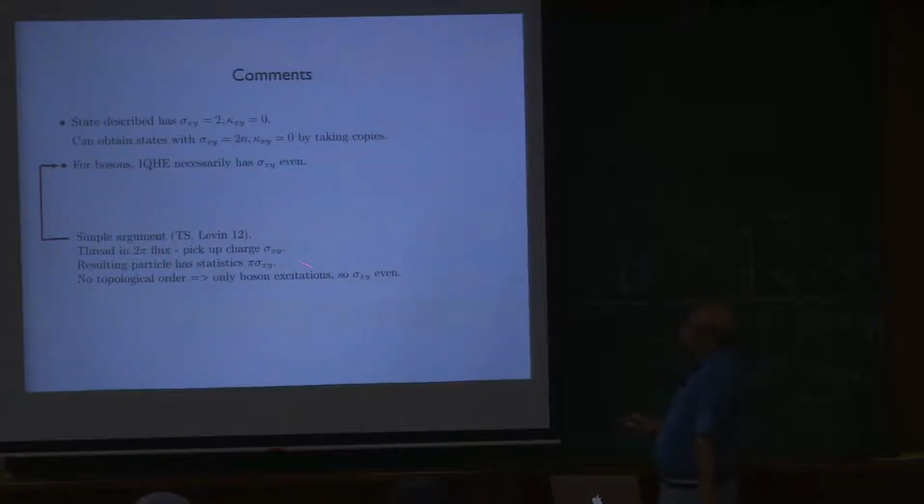Now this object, once it's sucked in this charge of sigma xy, you can ask what its statistics is, and the statistics is pi times sigma xy. It's a simple argument when you braid two of these things. Now there's no topological order, meaning no exotic excitations in the bulk. Then all the bulk excitations must be bosons. They can't be anyons, they can't be fermions, which means that pi times sigma xy must be an even multiple of pi, which means sigma xy must be even. So that's the simple argument.